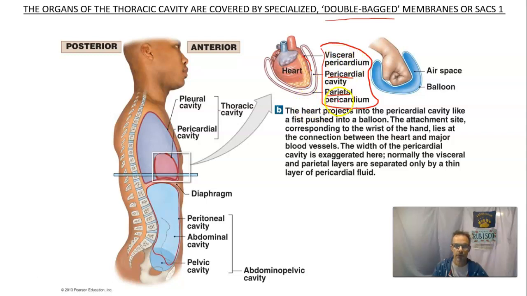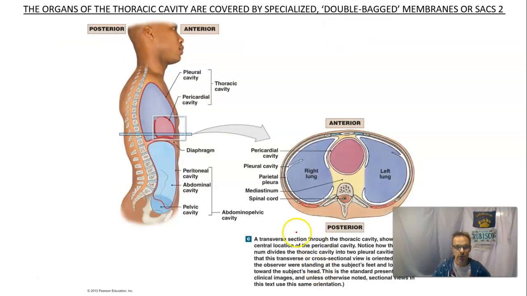And so this visceral and parietal pattern will also hold for when we talk about the lungs, or these pleural cavities here. So here is the pericardial cavity, and this white space that's right in there, that's where the pericardial fluid would be. But then in the right lung and the left lung, those are also going to be surrounded by a double-bagged or double-walled membrane, and those membranes are the pleural membranes. And so again, you're going to have, from outside to in, a parietal one, and then a space, and then a visceral one.